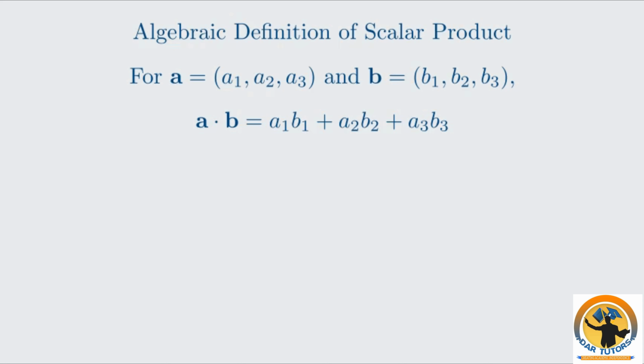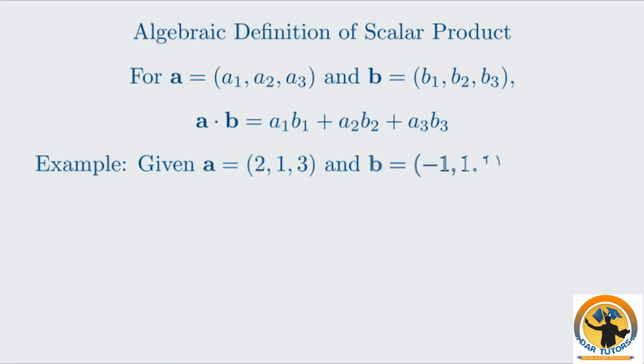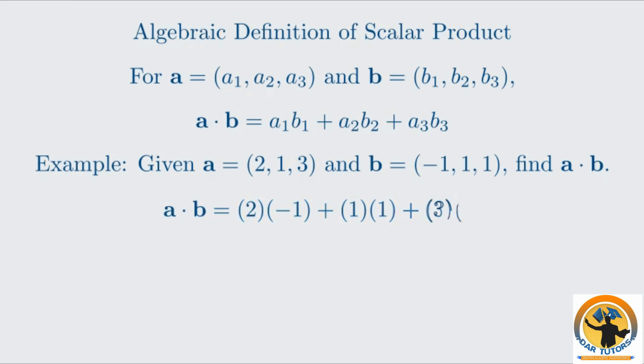Let's work through an example. Consider the vectors A equals (2, 1, 3), and B equals (-1, 1, 1). To find their scalar product, we multiply the first components, 2 and -1, the second components, 1 and 1, and the third components, 3 and 1. Then we add these products together. This gives us -2 + 1 + 3, which equals 2. So the scalar product of A and B is 2.